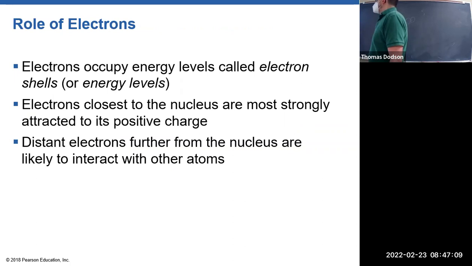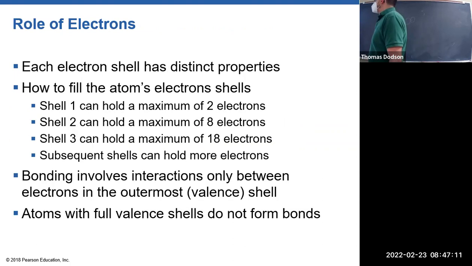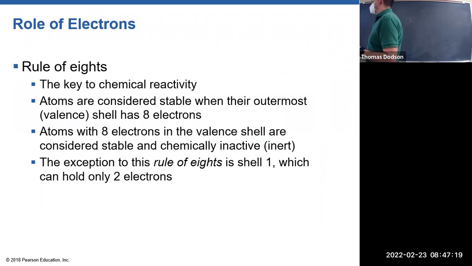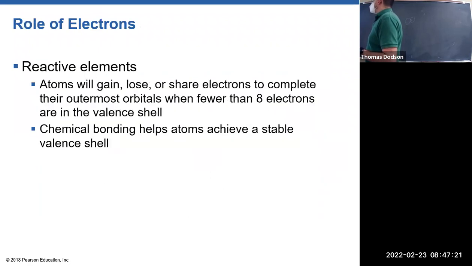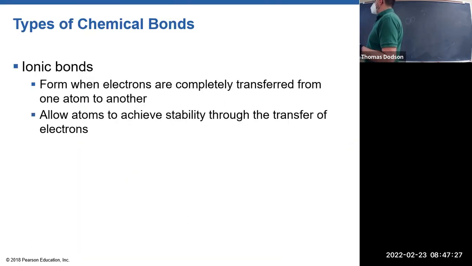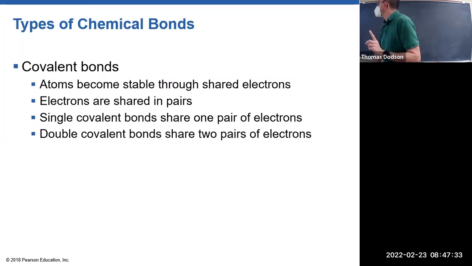We're about to get into different shells. You don't have to remember the different shells. Just remember that the outside electrons are the ones that interact. And when they interact, you get, for example, ionic bonds. And so what's the difference between ionic and covalent?